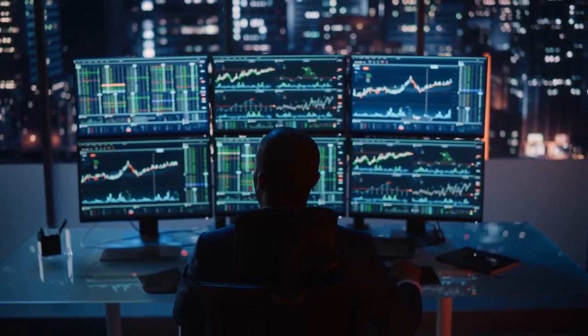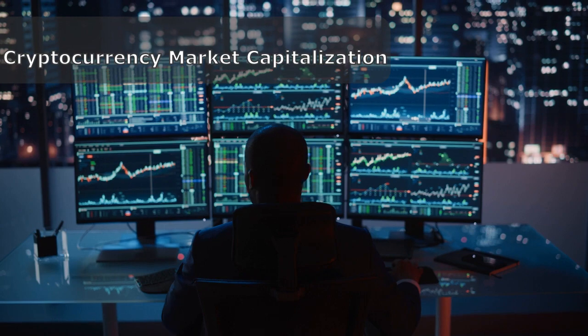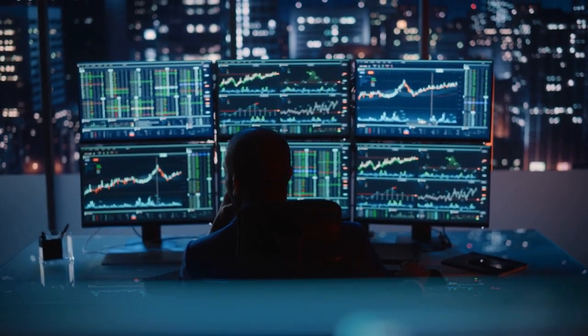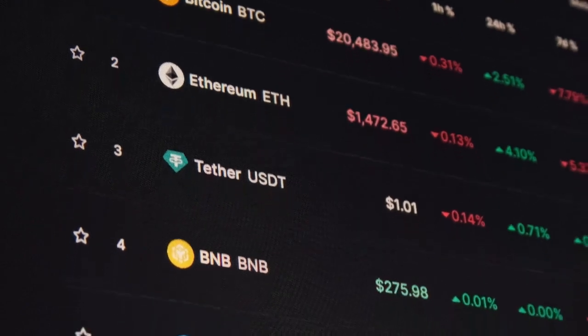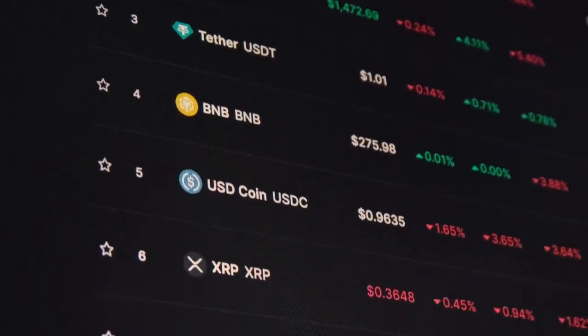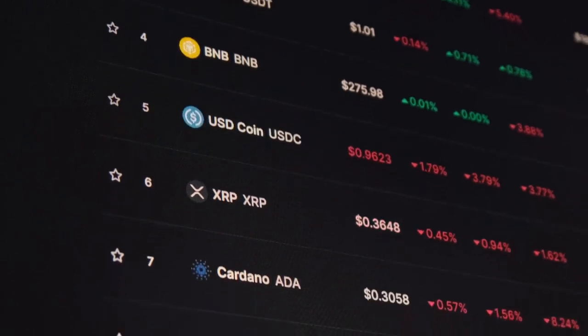Now, let's discuss term number 14, cryptocurrency market capitalization, or market cap. It measures the total value of all cryptocurrencies in circulation, calculated by multiplying the total number of coins or tokens by the current market price.